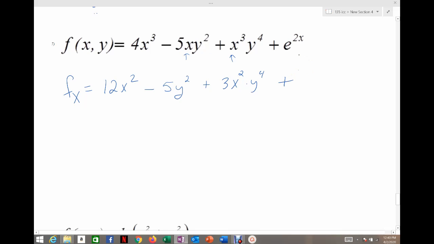Then the last one, e to the 2x, is going to require my chain rule, e to the 2x. You're not done yet. Don't forget the times 2. There are no like terms, there's nothing to factor out, so I'm just going to leave it. So there's my derivative of that function with respect to x.